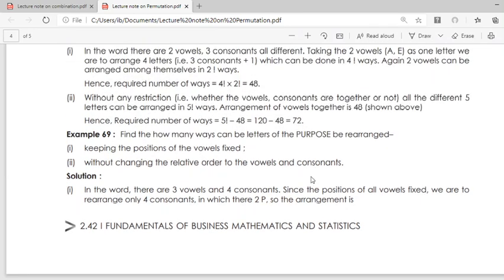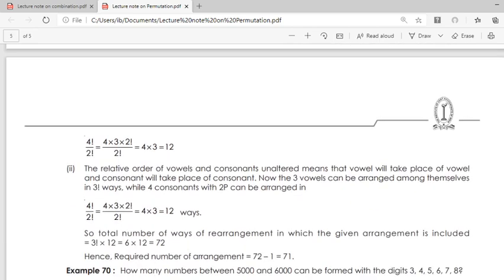If you keep the position of the vowel fixed, you now have 4 consonants. Out of those 4 consonants, you have 2 P's. So you now have 4 factorial over 2 factorial for the 2 P's. Now look at the second one.